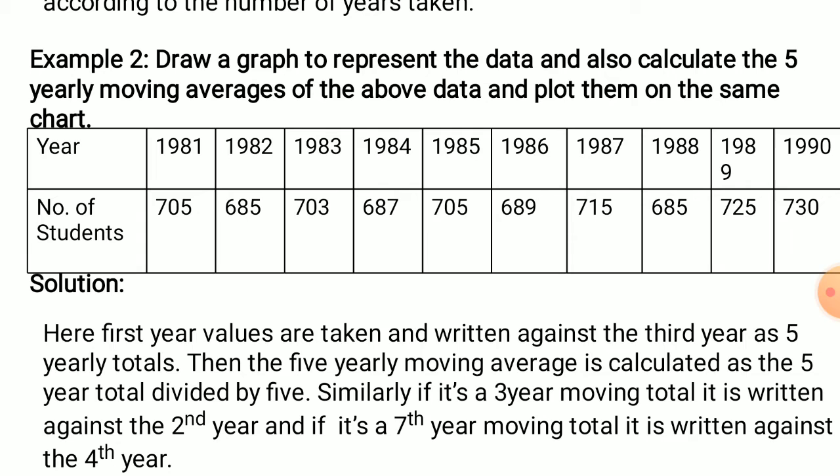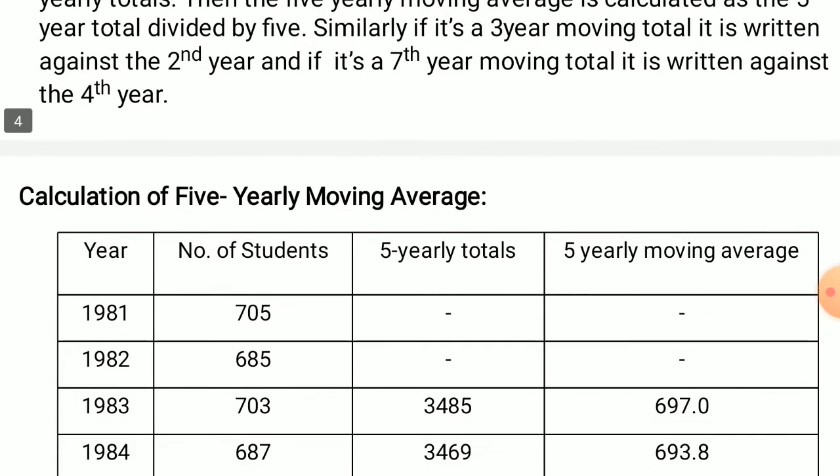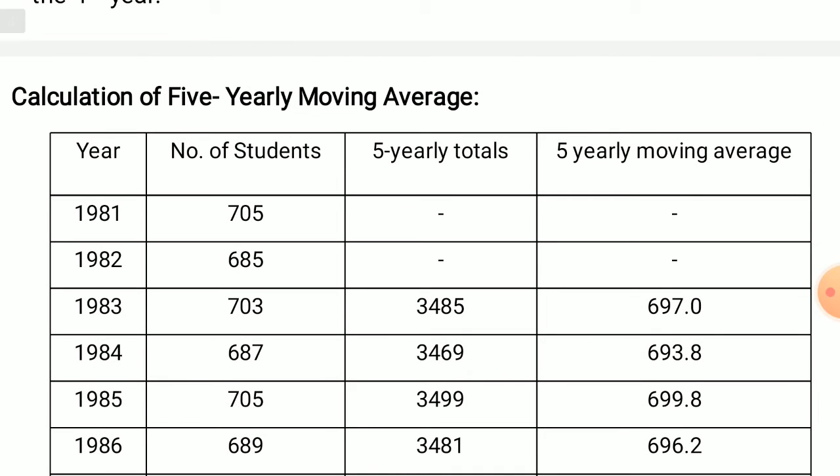So here the first 5 year values are taken and written against the third year as 5 years total. Then 5 yearly moving average is calculated as 5 year total divided by 5. Similarly, if it is a 3 year moving total, it is written against the second year. And if it is a 7 year moving total, then it is written against the fourth year. Now, calculation of 5 yearly moving average.